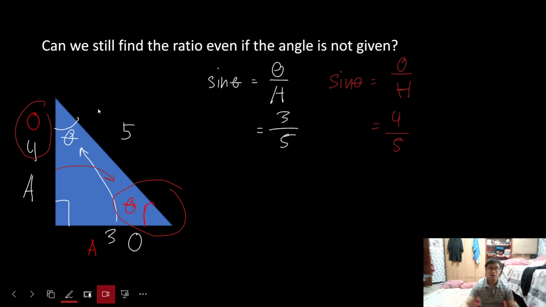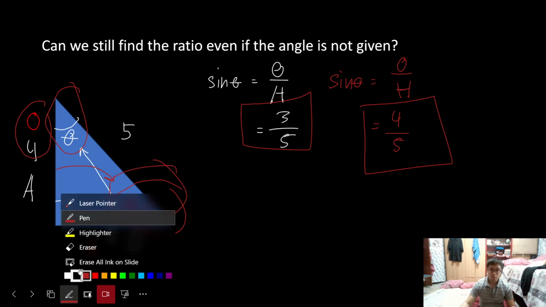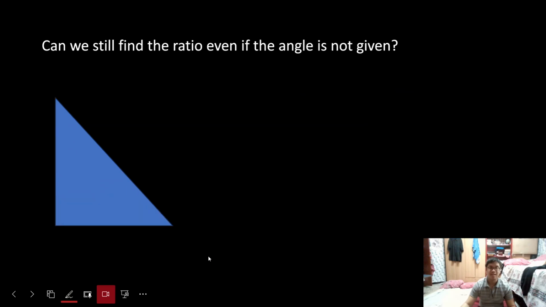If the angle you're referring to is from here, then your answer is 3 all over 5. But if the angle you're referring to is this one, your answer is 4 all over 5. That's it. So to conclude, you can still find the ratio even if the angle is not given.